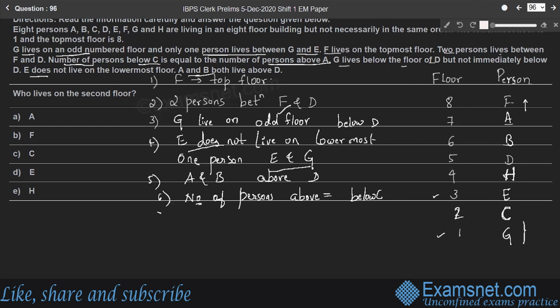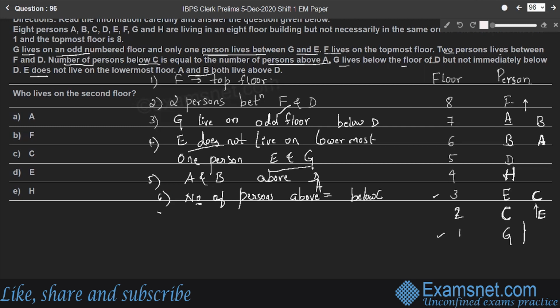Right. So you may ask, why can't A live on 6th floor? So I'll write A here on the 6th floor, B on the 7th floor. Then number of persons above A is equal to below C. So C's floor will be here on the 3rd floor. If A is on the 6th floor, C will be on the 3rd floor. Then what happens? E's position will come here on the 2nd floor.